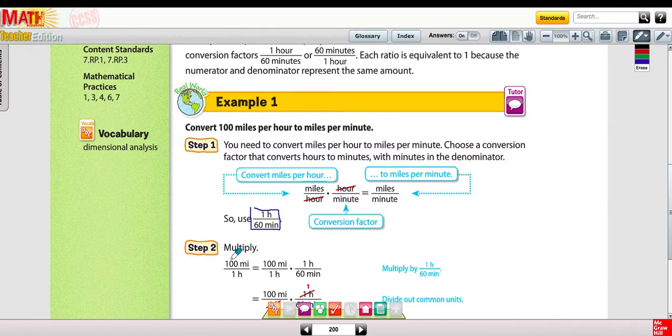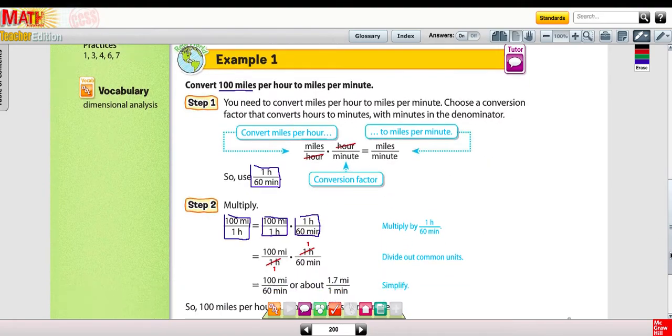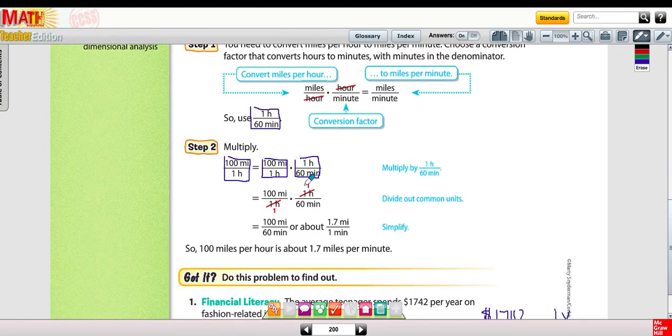And so we start with 100 miles per hour because that's what's given in the example. And we're going to use 100 miles per hour times that conversion factor of 1 hour is 60 minutes. And then we're just going to multiply like normal with fractions. 100 times 1 is 100, and 1 times 60 is 60. Notice that the hours are across from each other, so we can cancel them out, and we're left with miles per minute. And if we go ahead and divide 100 divided by 60, we get 1.7 miles per 1 minute.